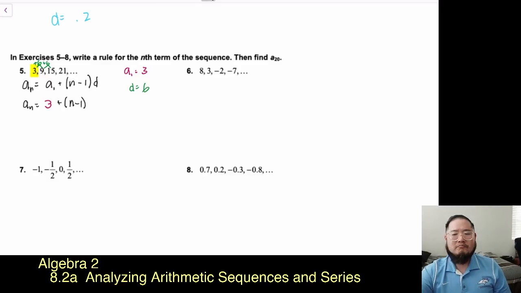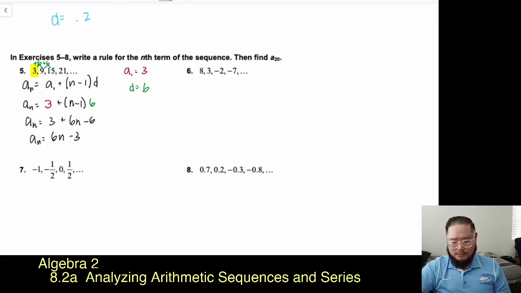Okay? And so we go ahead and simplify things out. a n is equal to 3, and we're going to distribute the 6, so we got 6n minus 6. And then remember, let's put the variable up front, and 3 minus 6 is going to be negative 3. So there, that right there is the rule. Okay? You've got to know the rules, and that right there is it.